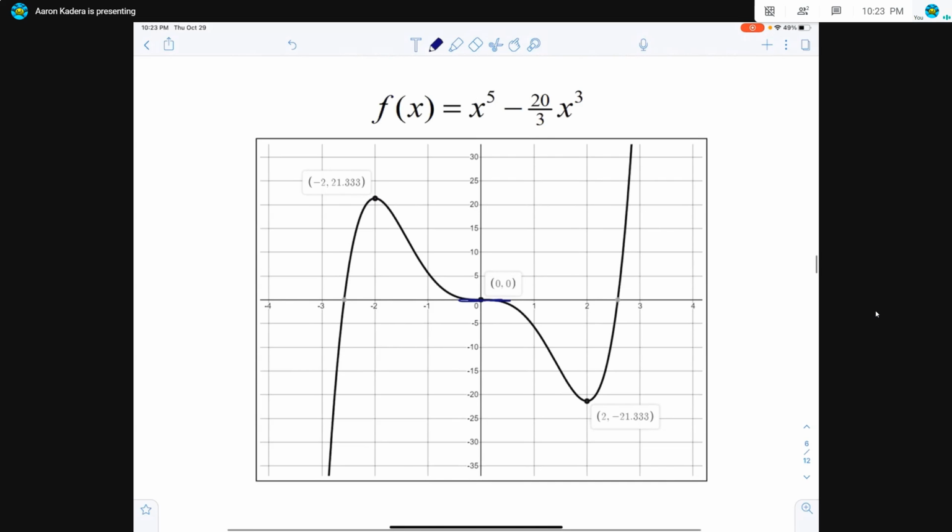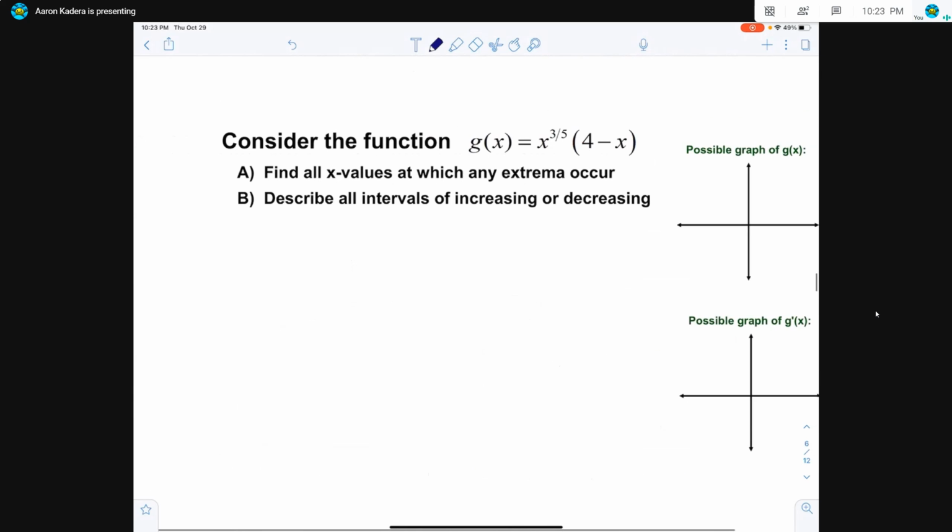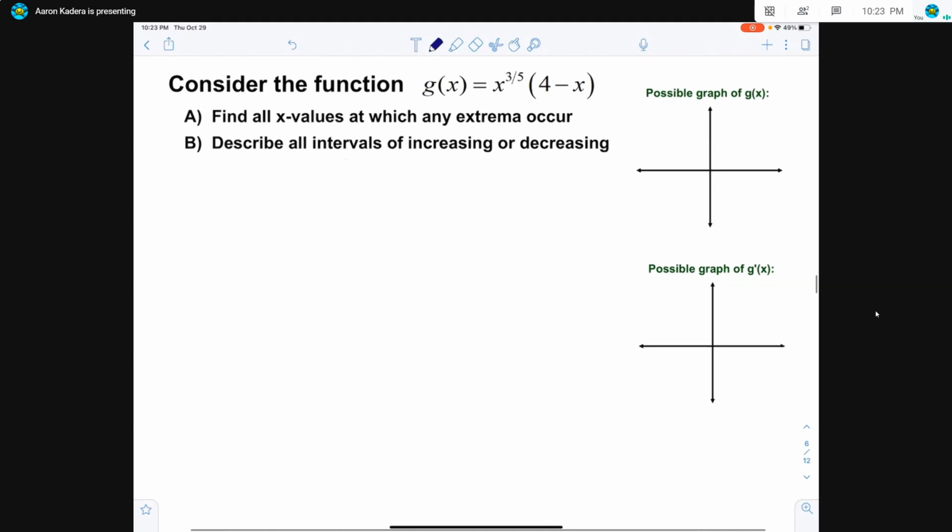Well, let's move on to the next problem. Take a moment, copy this one down. We're going to do all the same things. Basically, go find our maxes or mins, if there are any, and then describe any intervals of increasing or decreasing. This problem, you might be tempted to do product rule because there are two terms being multiplied. If I can avoid using product rule, I would love to.